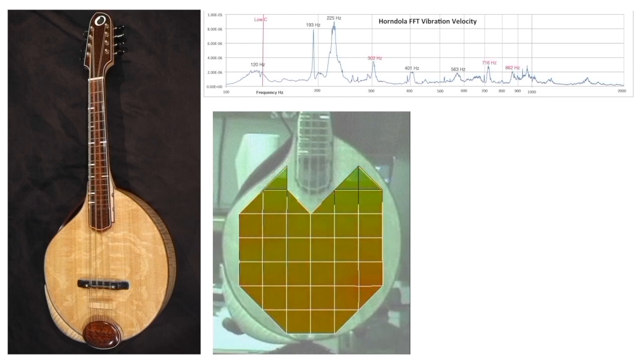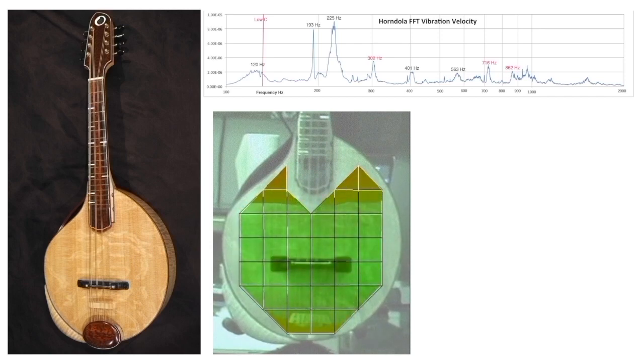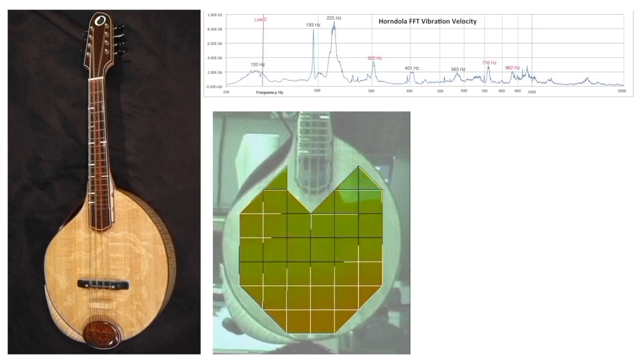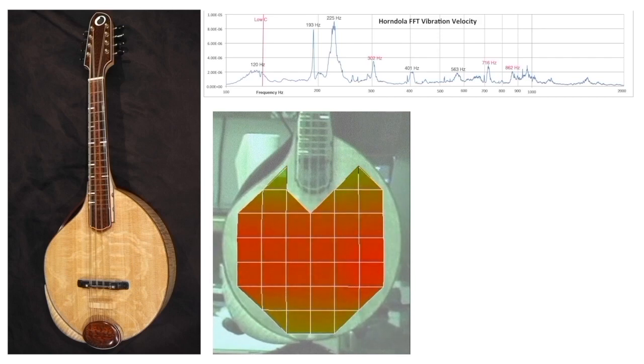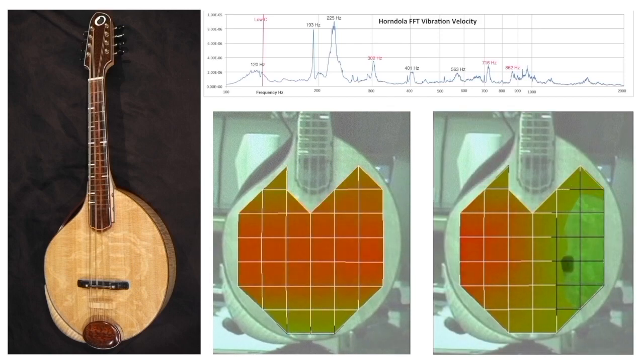So here's a movie of the lowest mode for this Mandola, which corresponds to the peak at 120 Hertz. The lowest note on the Mandola is 131 Hertz. So this is a strongly radiating mode. The soundboard is moving in and out across the whole face simultaneously.